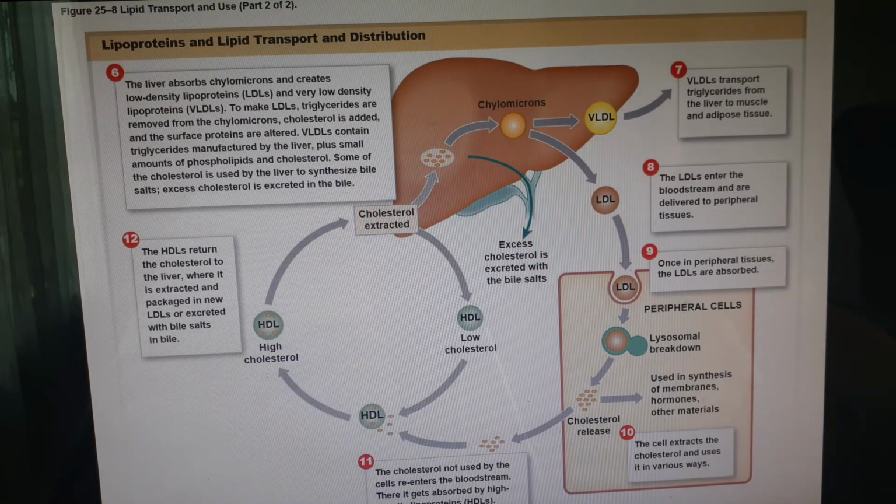Okay? The very low density lipoproteins transport triglycerides from the liver to muscle and adipose. The LDLs go to the bloodstream to deliver to peripheral tissues. And the HDLs are anything that is not used by the cells, and they are carried back to the liver.